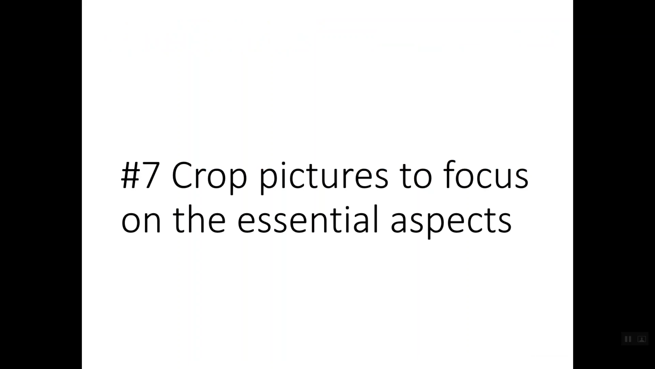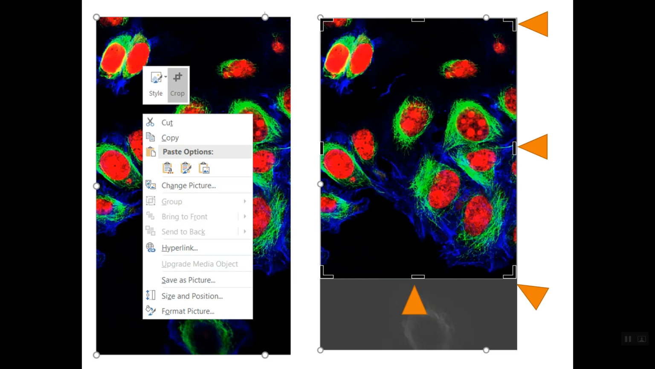Tip number seven, crop your pictures. You don't necessarily need to show everything that's in every picture that you want to add on. You may need to focus on a particular element of a picture. And you can do that very conveniently in PowerPoint using the crop tool. So if you select an image, right-click it, you'll get this crop symbol appearing. And you can click on that, and when you click on it, it will trigger thicker black lines to appear around the border of the image, and you can see those indicated by the orange arrows.